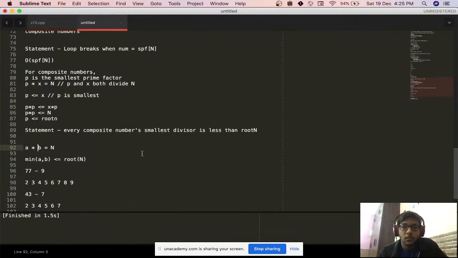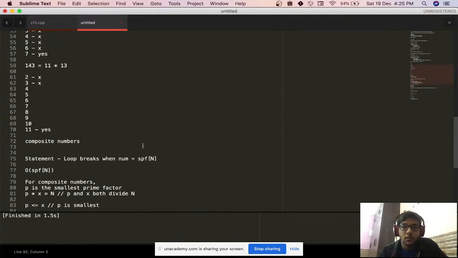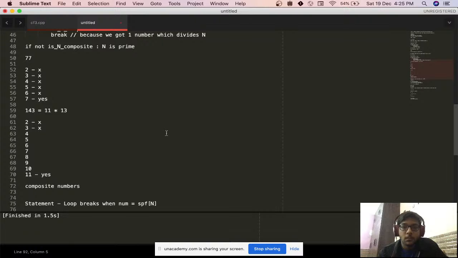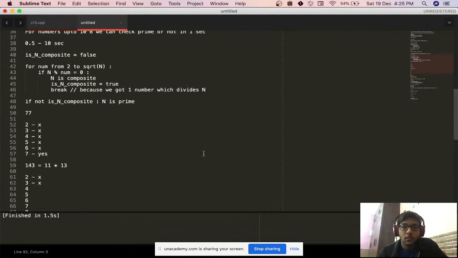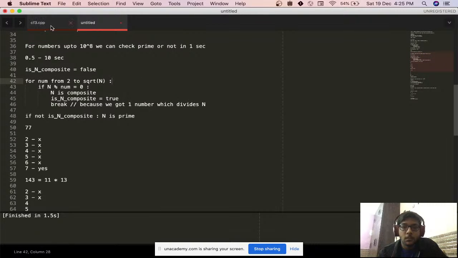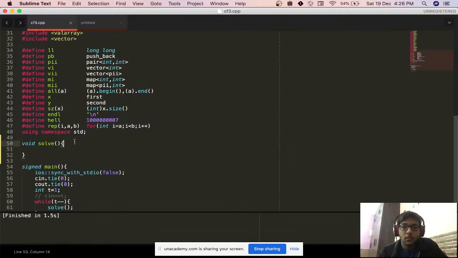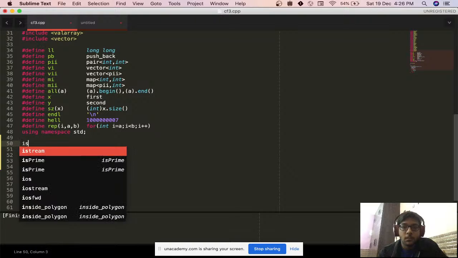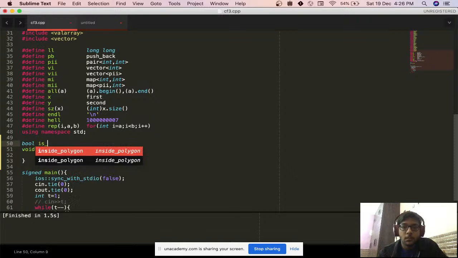So this is how we can check whether a number is composite or not, prime or not, in order of root n. If we are writing code, it's pretty much just 2 lines of code. We can write is prime. We can write code also. It's nothing. We can test it.